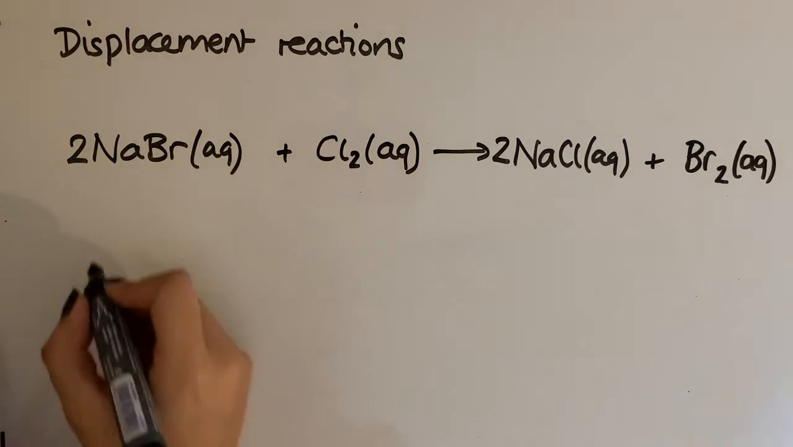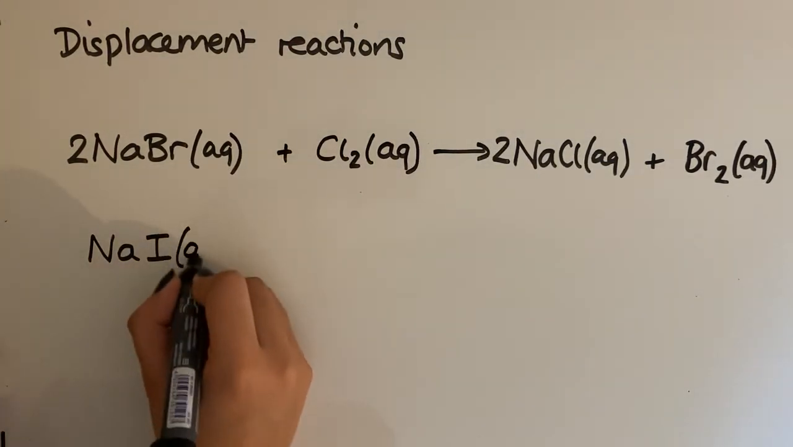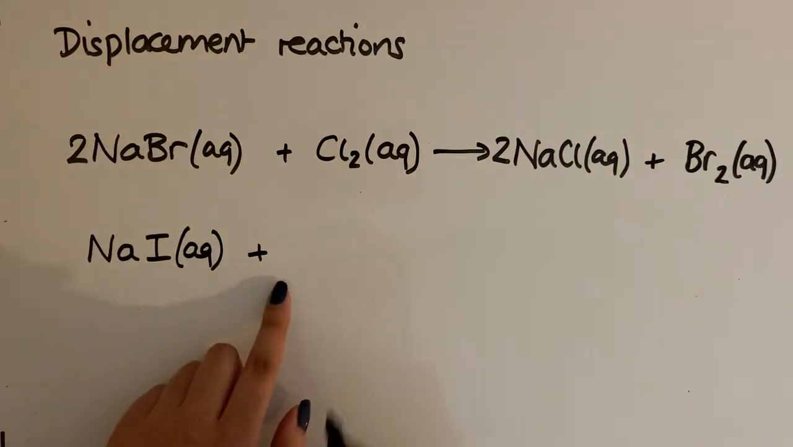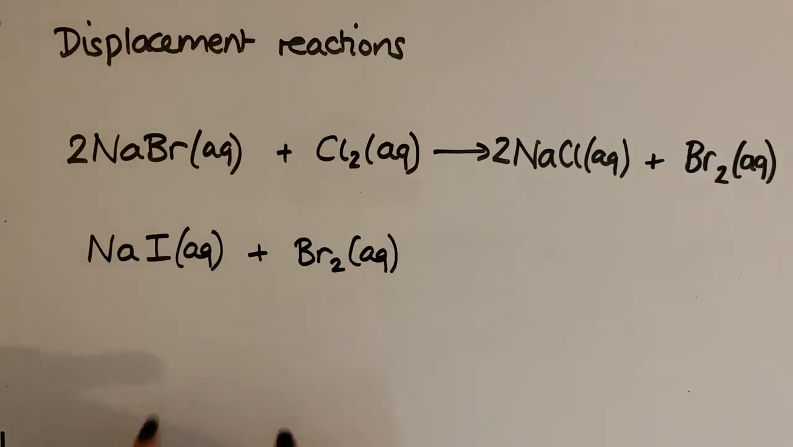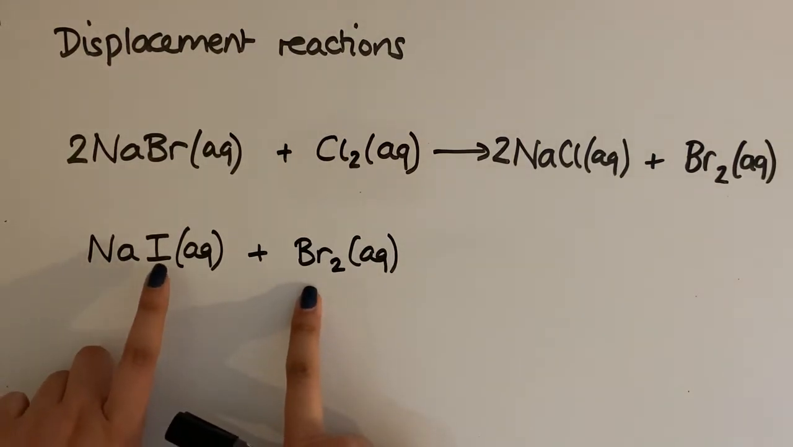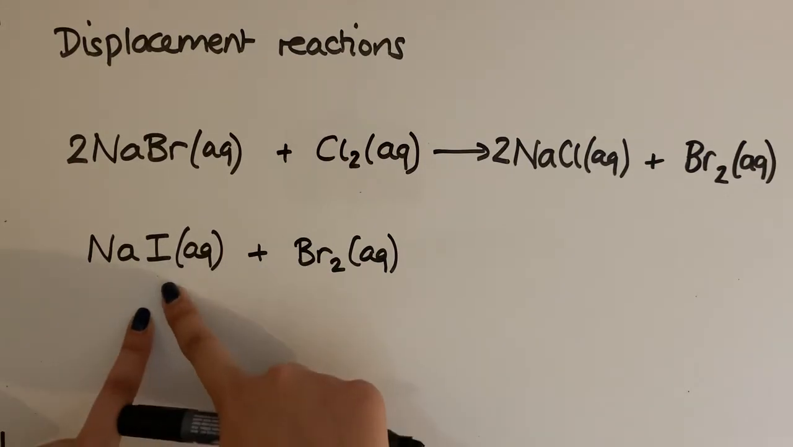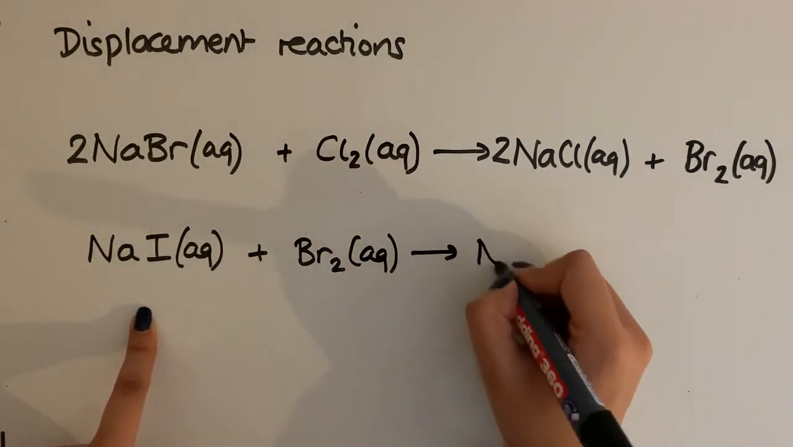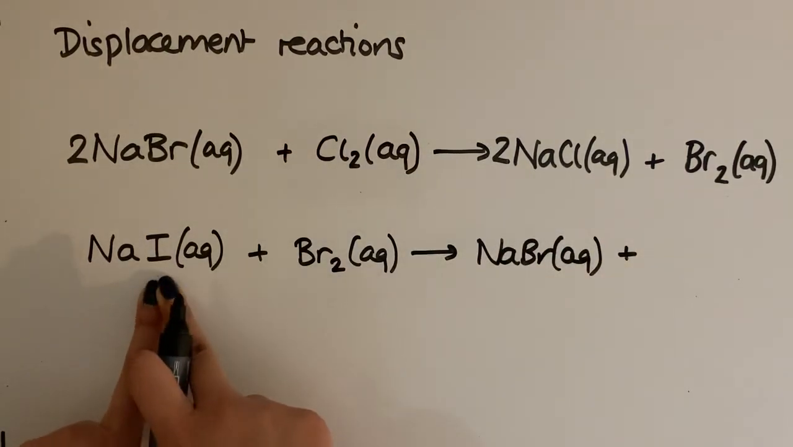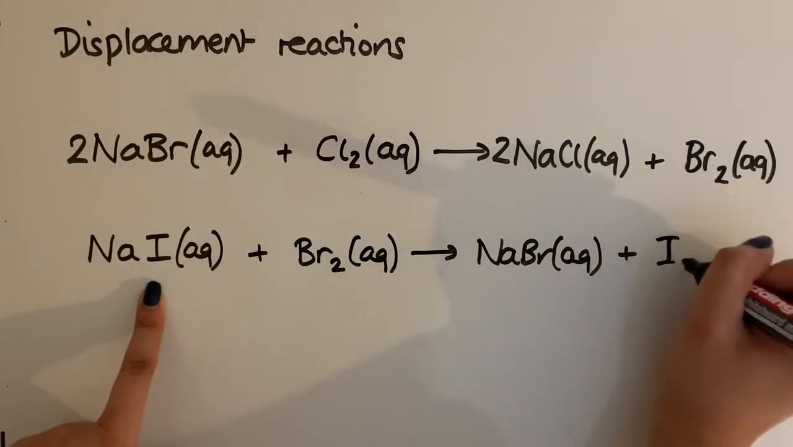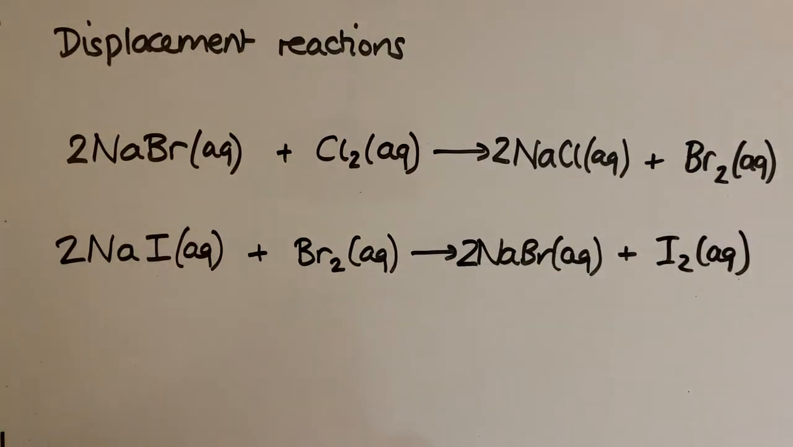So for example, let's say we've got sodium iodide, a solution of that. And let's say that we have some bromine solution that we mix with that. Now over here, bromine is above iodine in the periodic table, so it's more reactive. So bromine here is going to kick out the iodide ion and take its place. And then iodine is going to be kicked out, so it's got to be diatomic when it's by itself. And again, just to balance that, we've got this.